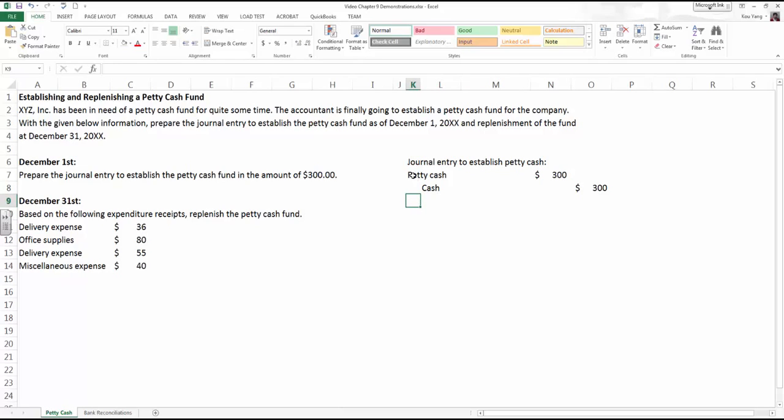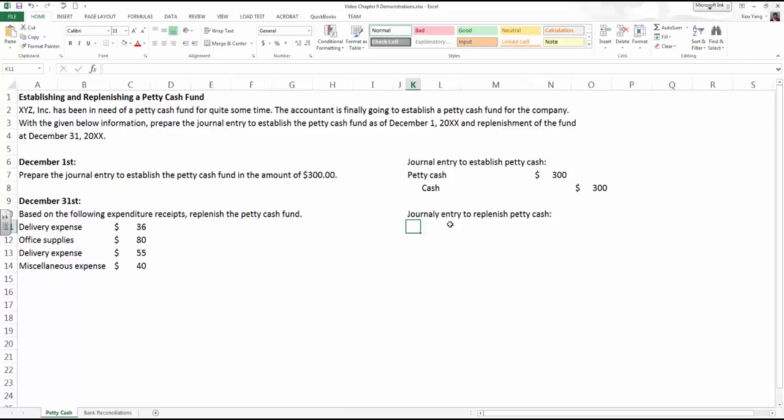So here we are. This is our journal entry to establish the petty cash fund for $300. Okay, so at this point, the petty cash custodian will have $300 on hand for use. At the end of the month, we will replenish the petty cash fund.